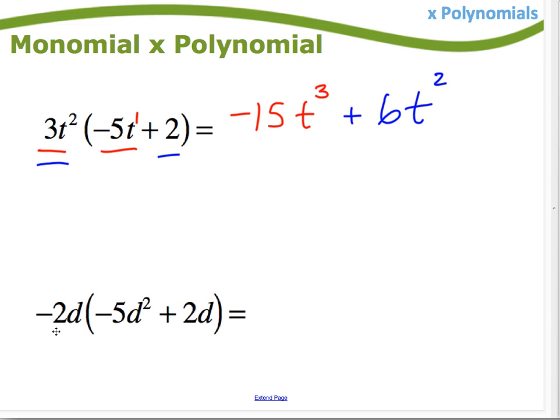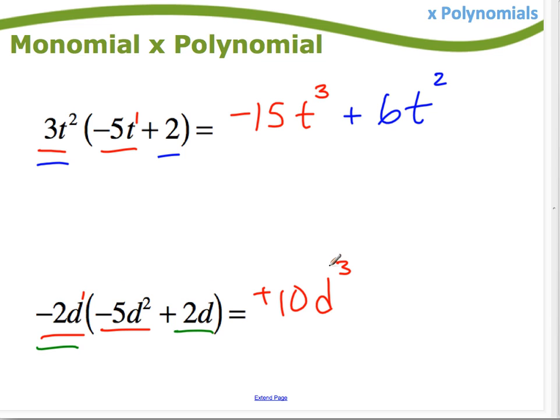Let's do negative 2d times this one. Sign, negative times negative is positive. 2 times 5 is 10. D, and then this is 1. So multiply common bases, add the exponents. Okay, let's do now this one times this one.